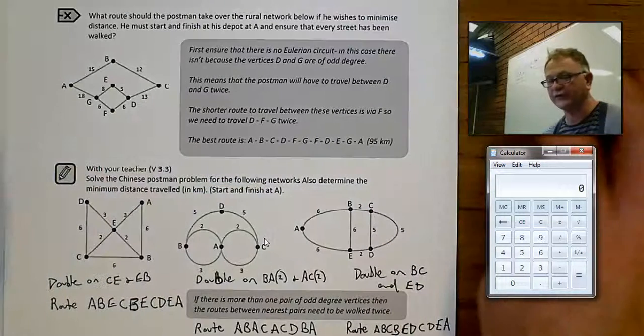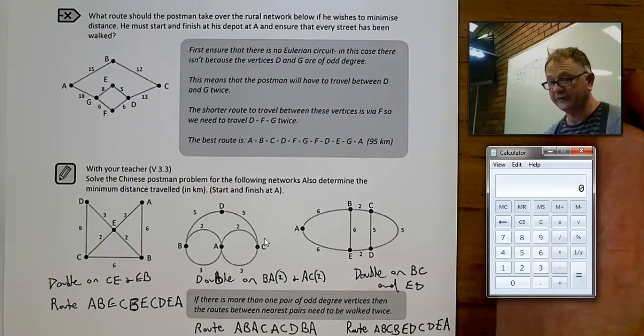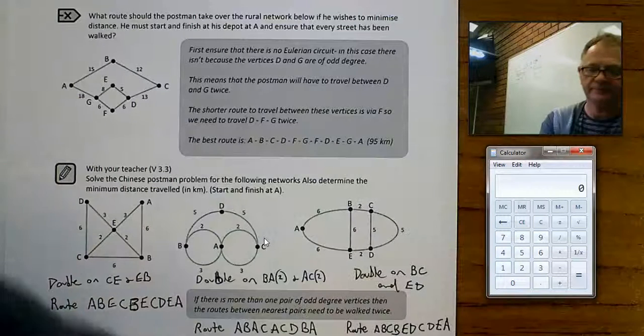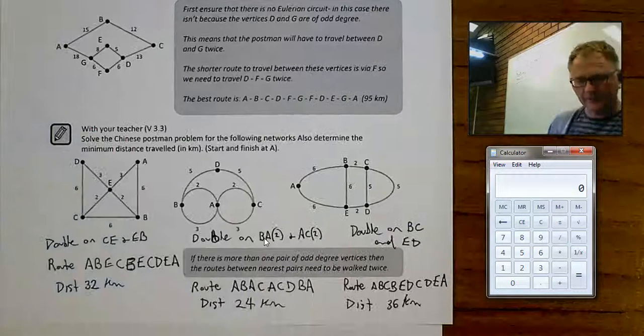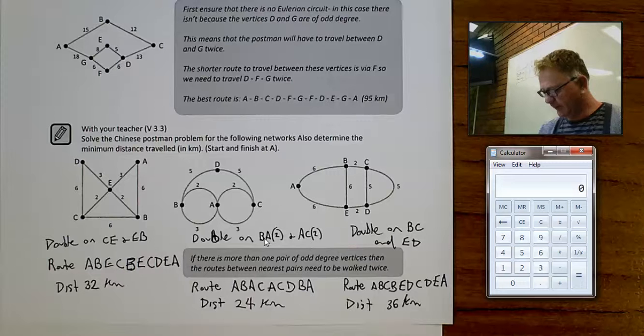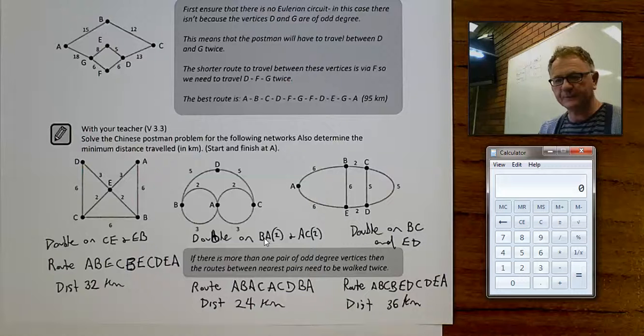Okay, I'm going to pause the tape and just work out those distances. You might like to do the same too. Okay, I got some distances worked out here, 32 kilometres, 24 and 36 kilometres. Wonder if you agree with that. I think the best thing you can do is do some Chinese postman problems from the back of the book.